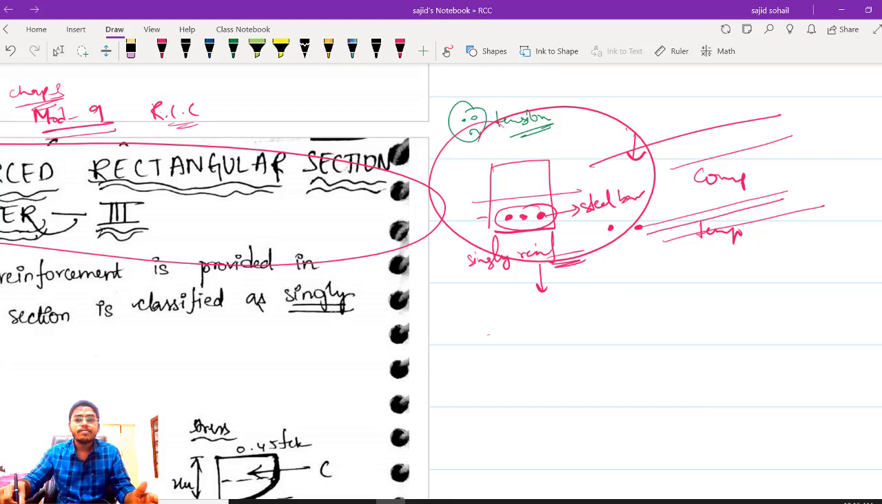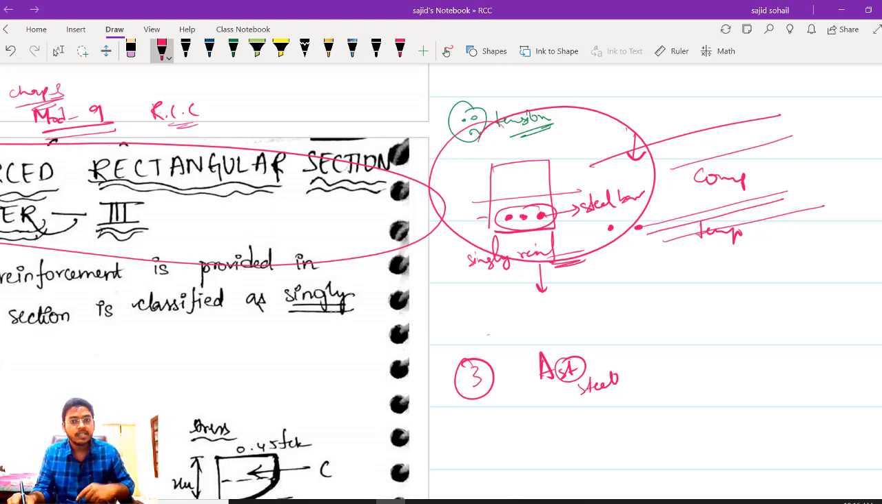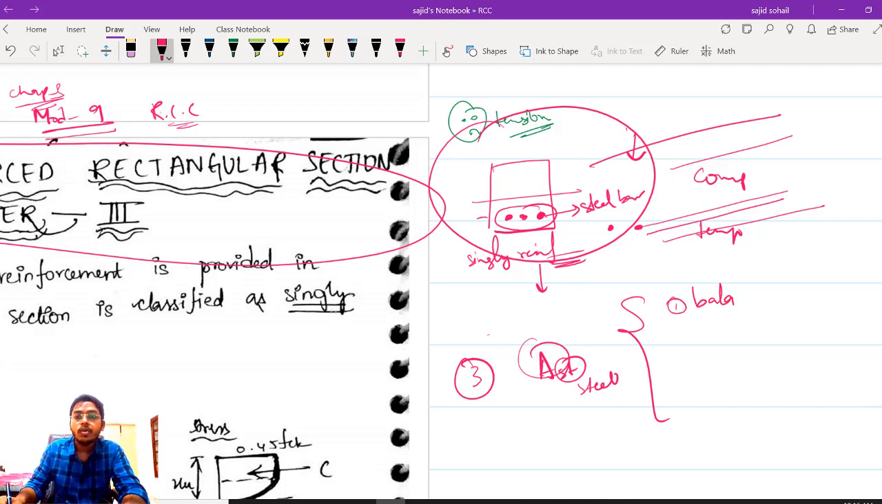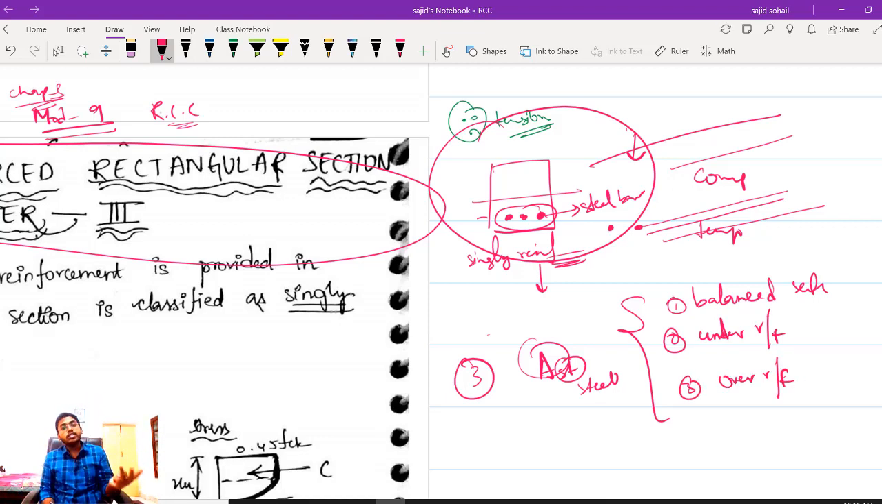There are again three types of sections possible based on the amount of steel. AST. What does AST mean? ST means steel, and A is area. So AST means area of steel. Based on this area of steel, I can divide this section into three categories. The first one is the balanced section. The second one is the under reinforced section. The third one is the over reinforced section. Okay? So there are three sections possible based on the amount of steel.